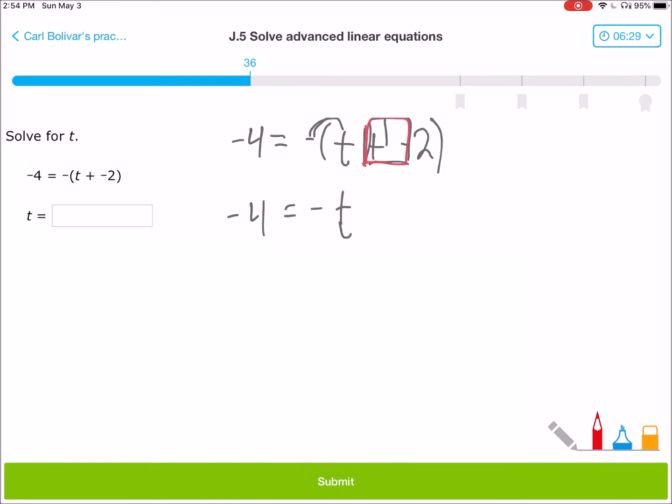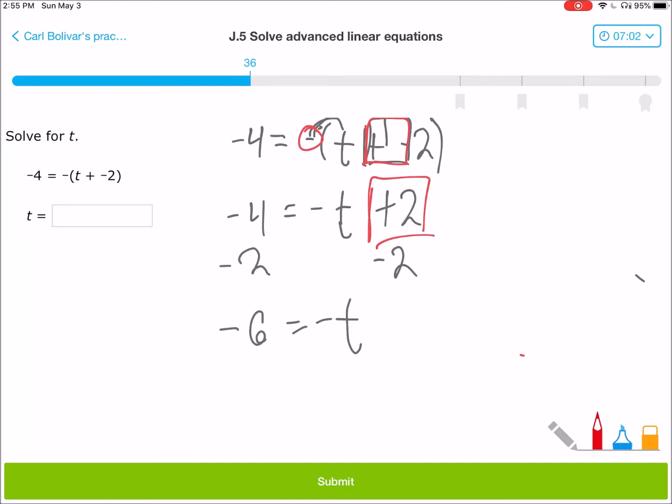A positive and a negative, when they multiply each other, should give you a negative. So let's put -2, right? But it's not -2 because we're multiplying it by a minus right here. So then it would be +2. Alright? Then I'm going to try to put this to the other side, so I will subtract 2. This should give me -6 is equal to -t.